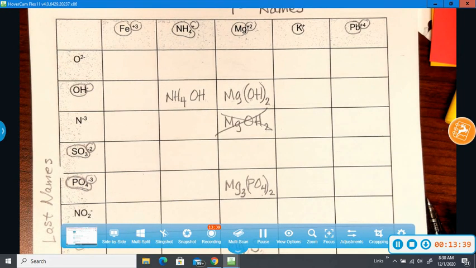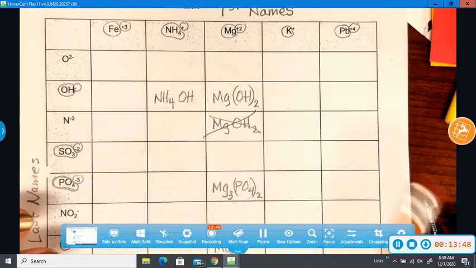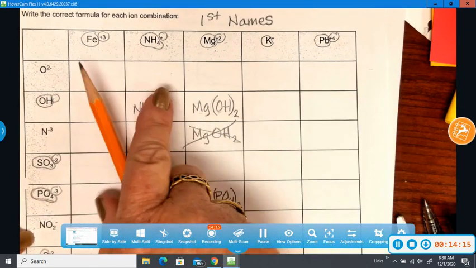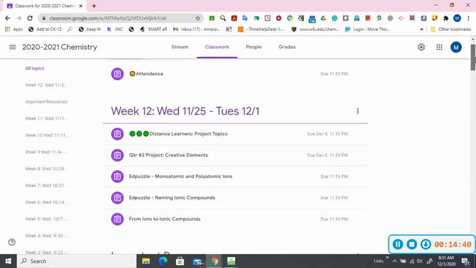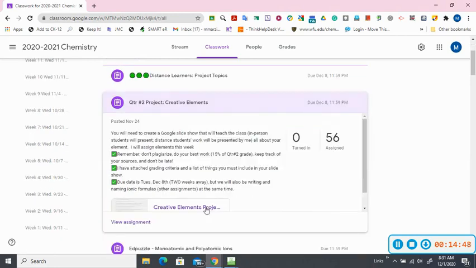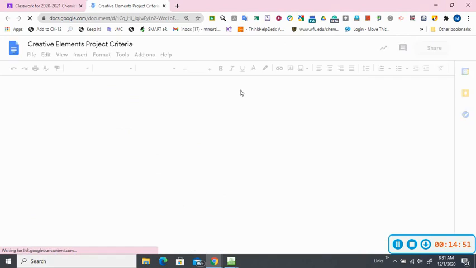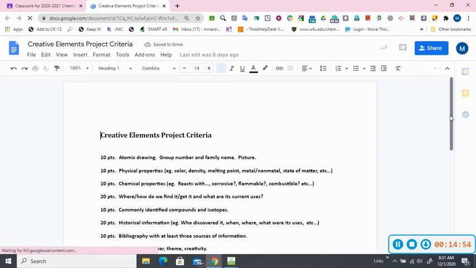If you were gone or you were distanced at any point, this should be online for you, and you can do it on a separate sheet of paper. Also, there are 2 ed puzzles that you need to do. Also, don't forget, you should be working on your project in your free time. Okay? So if you're done with everything else, you can work on your projects. Don't forget, here's your list of things that you need to include in your slideshow.